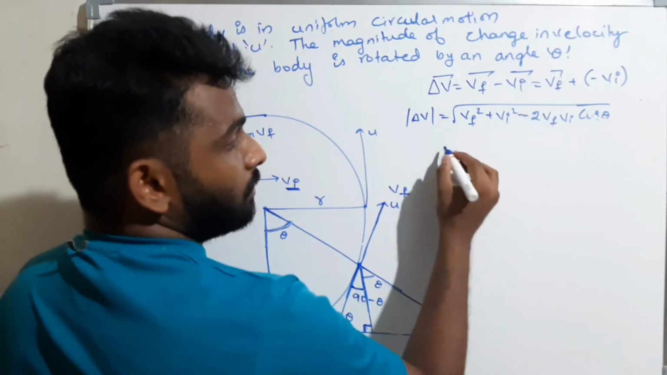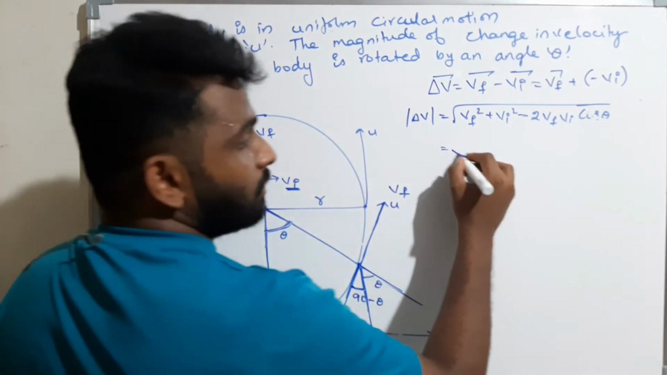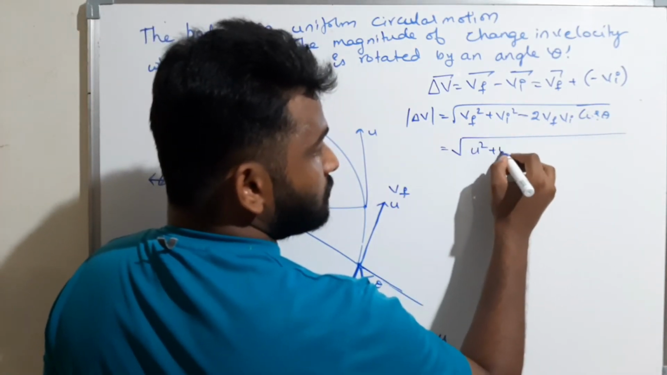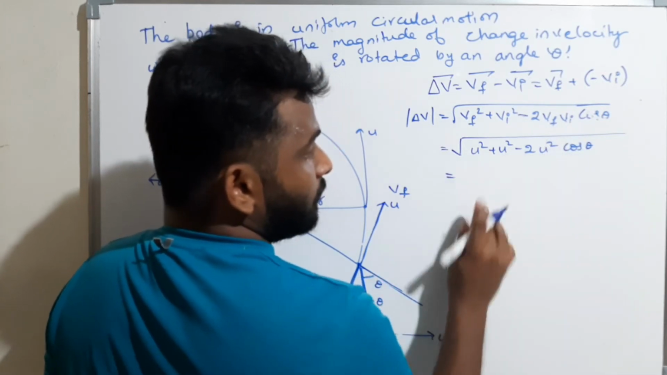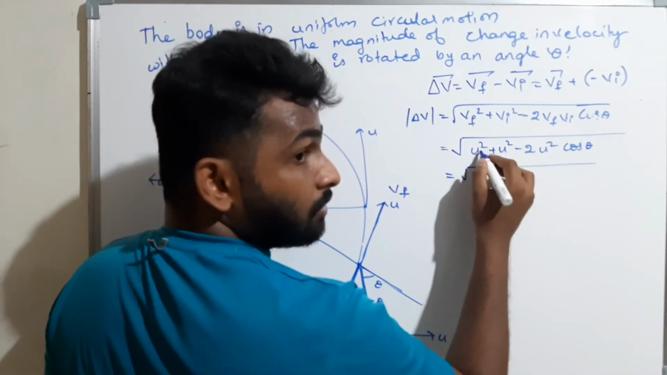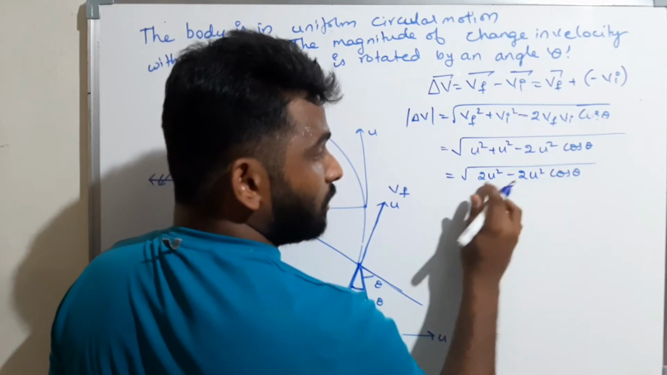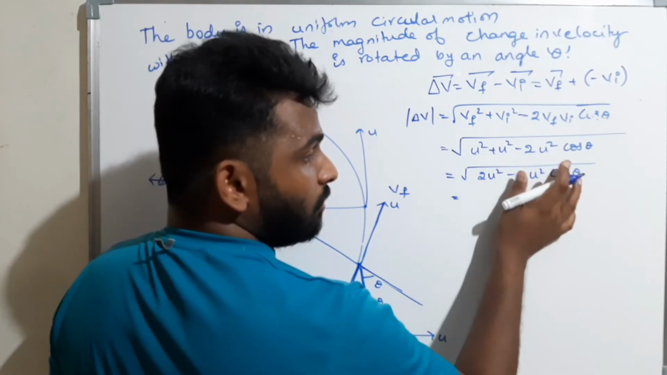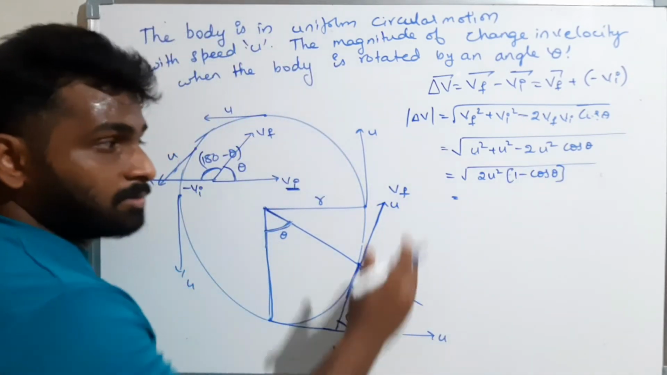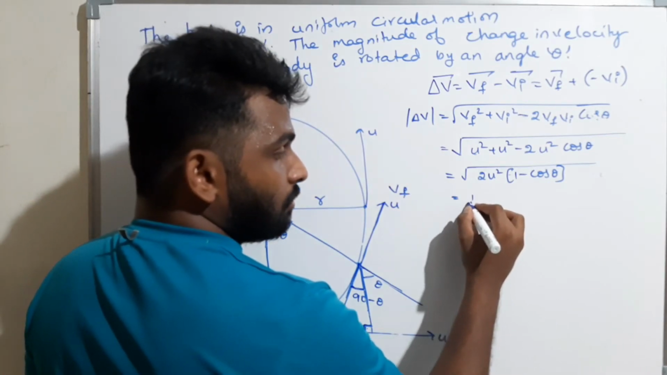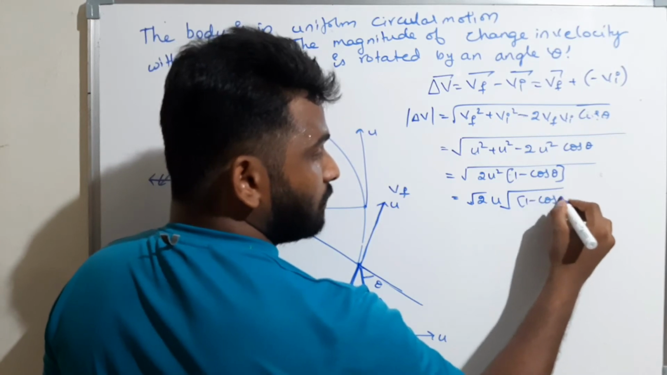Okay. Now what is V final's magnitude? The magnitude is nothing but U. For V initial and V final, both magnitudes are U. Therefore, U square plus U square minus 2 U into U is U square cos theta. Now U square plus U square is 2U square minus 2U square cos theta. I am taking 2U square common. If I take 2U square common, what will you get? 1 minus cos theta. So it is root 2 U into root of 1 minus cos theta.